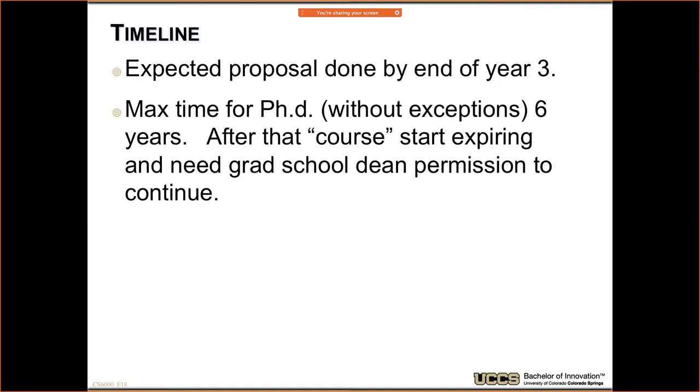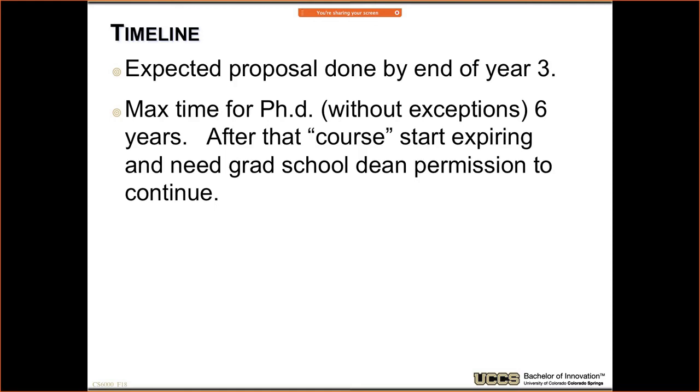So the expected timeline, and this is the other reason people will sometimes do it with less results, is you're expected to be done by the end of your 3rd year. The maximum time for your PhD in the UCCS program is 6 years. After that, you have to get exceptions from the graduate school, and actually it can go up to 9, but they start making your courses disappear. So you have to keep up to date.